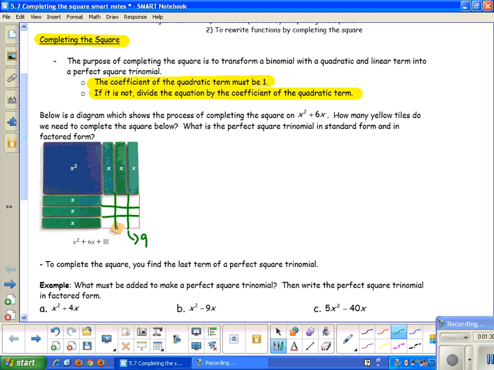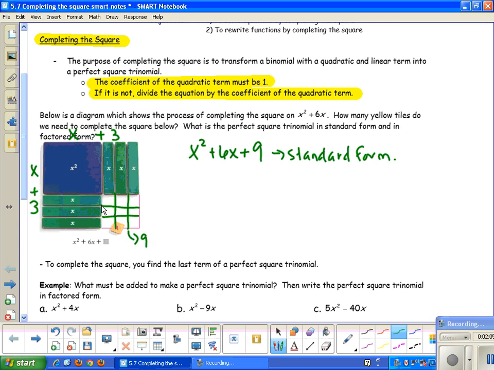If you look at this square, this side over here is x, and then we have plus 3, these little green tiles, and over here we have x plus 3. So 9 more little squares make it a perfect square trinomial. We would get x squared plus 6x plus 9. So this is my perfect square trinomial in standard form. And remember, standard form is ax squared plus bx plus c.